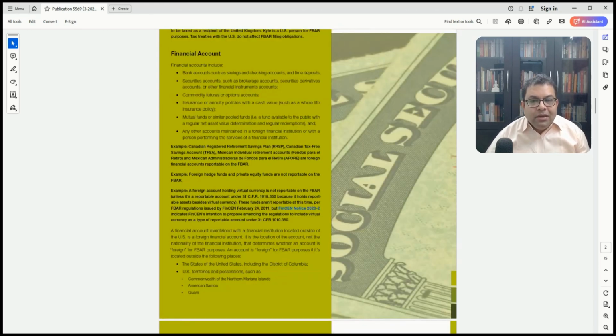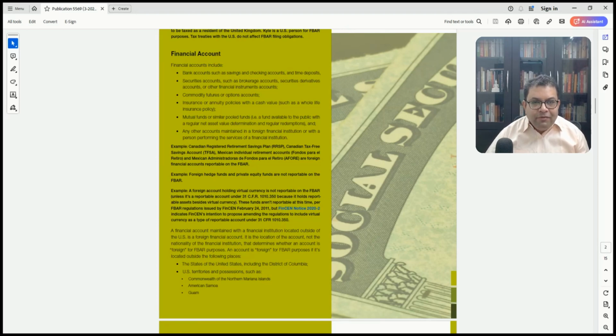Now, coming to financial accounts, it says that the financial accounts include bank accounts. For example, as an Indian person, if you are an Indian NRI, it may be an NRO account, NRE account, any NRE time deposits, right?